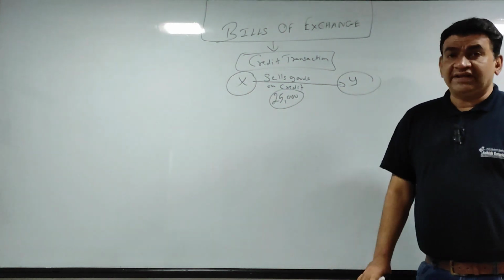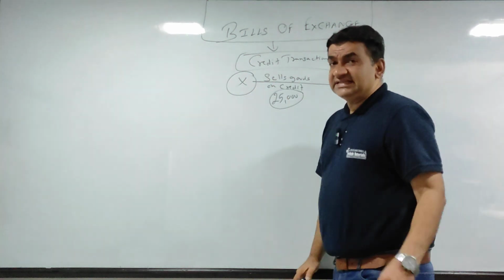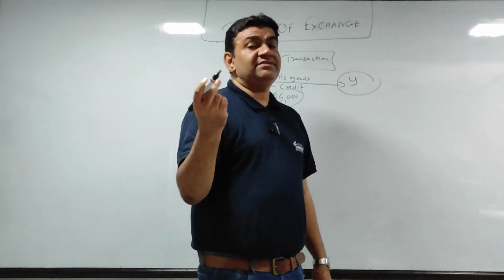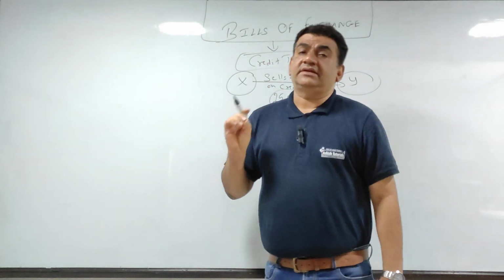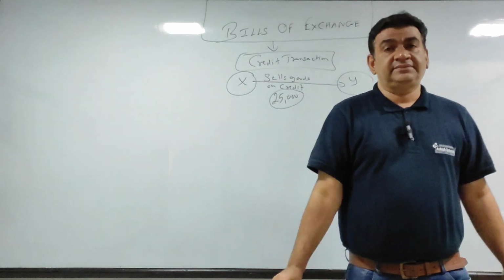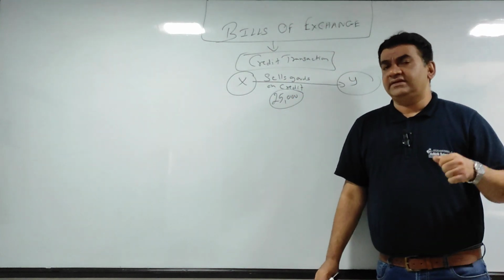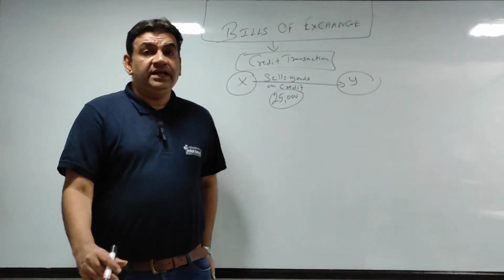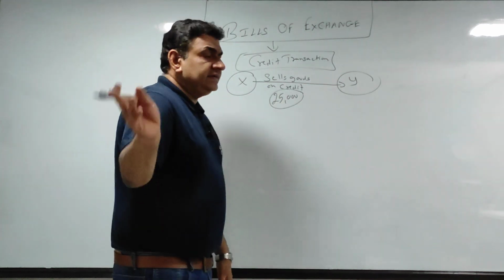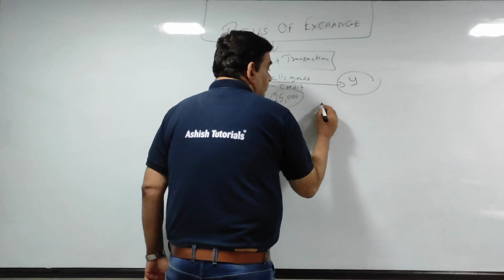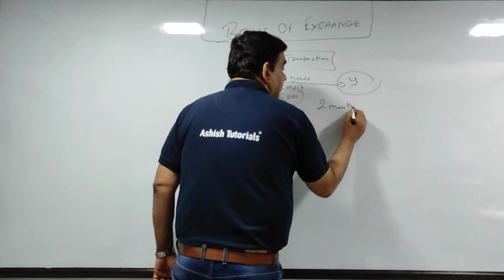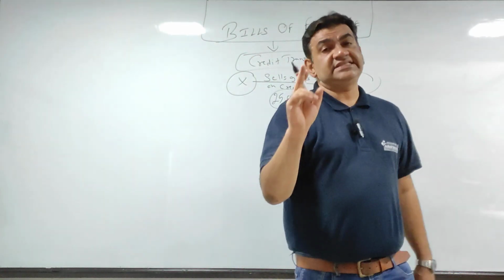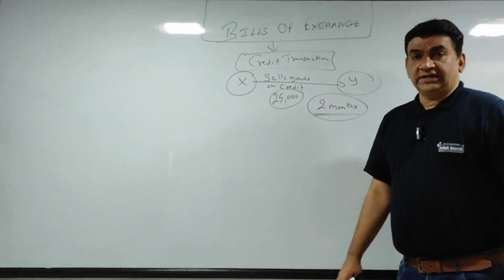Sorry, amount is 25,000. Now when I say there is a credit transaction, in a credit transaction there has to be some credit period. That credit period can be 15 days, 1 month, 2 months, 3 months, 4 months, depending upon industry to industry. Let's take an example. I'm assuming in this case the credit period is 2 months.